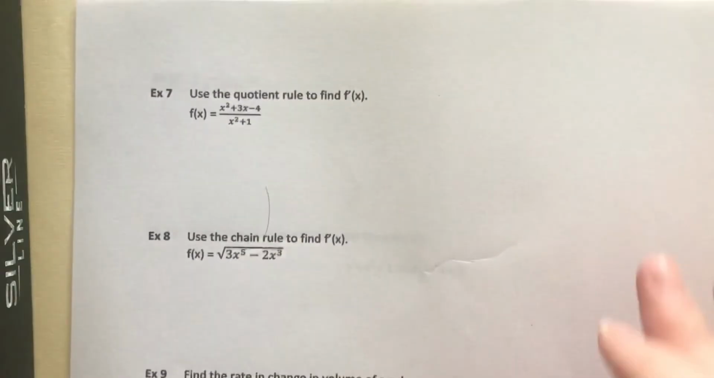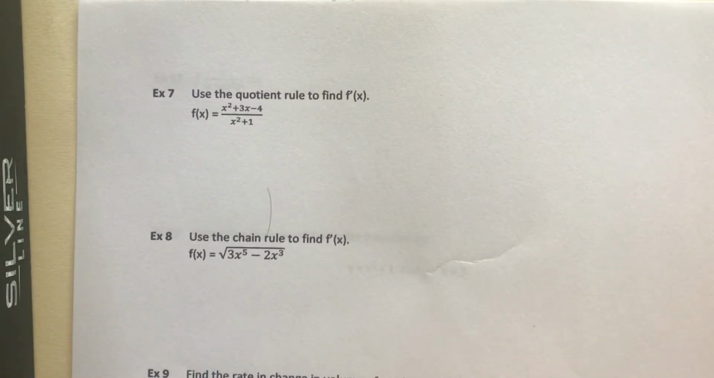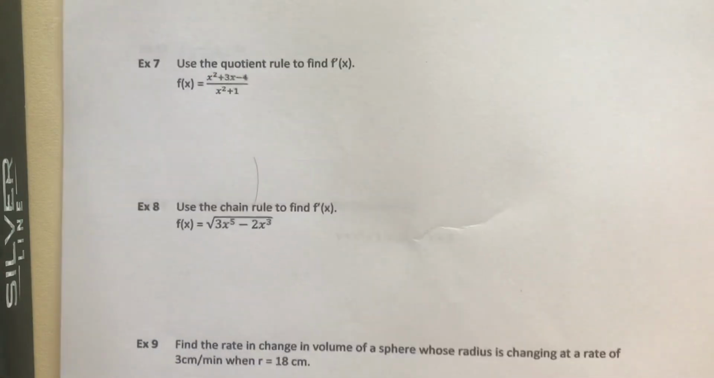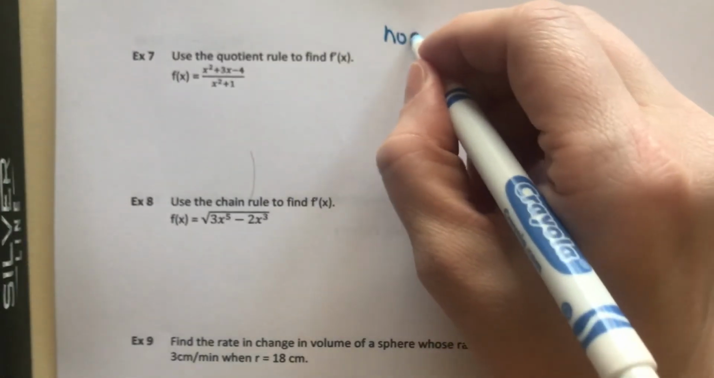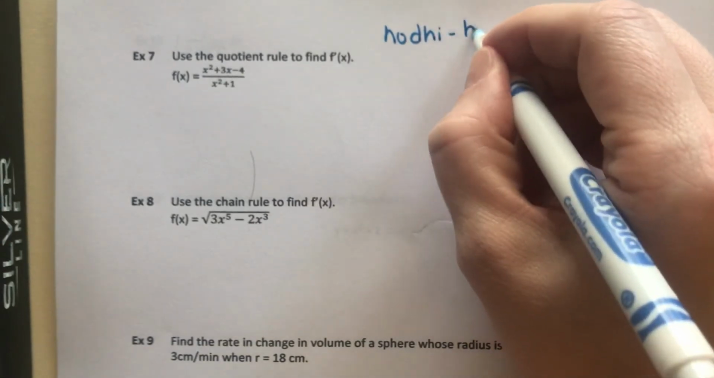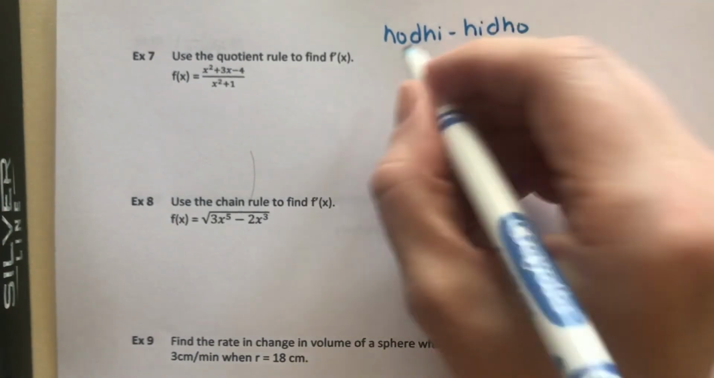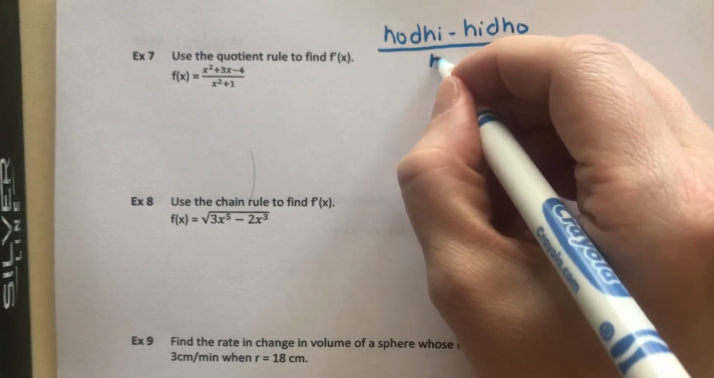Okay, so let's go on to another derivative here. We're going to be doing the quotient rule. So let's recall the quotient rule. That was our fancy ho-de hi minus hi-de ho over ho-ho.